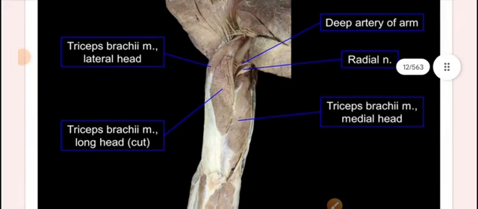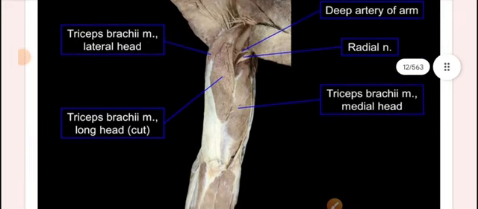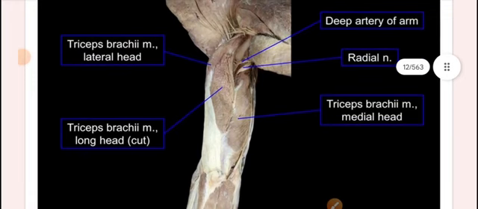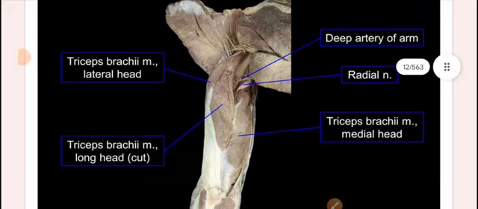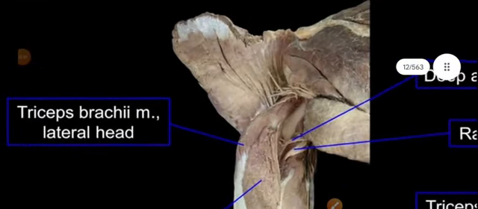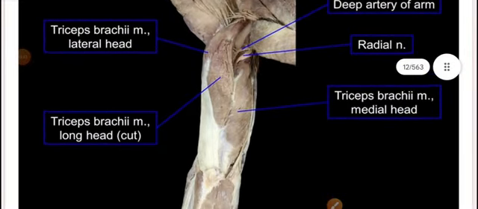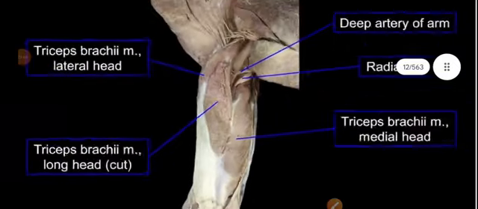The next figure, shoulder and arm posteriorly: triceps brachii muscle medial head, triceps brachii muscle long head, triceps brachii muscle lateral head, and deep artery of arm and radial nerve.